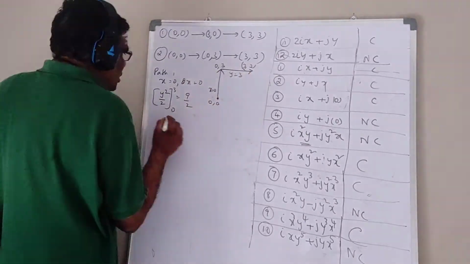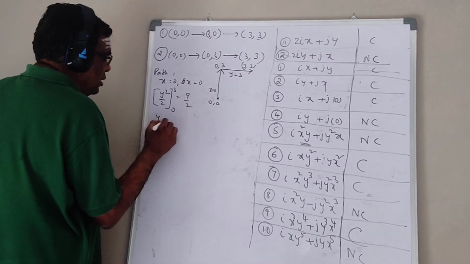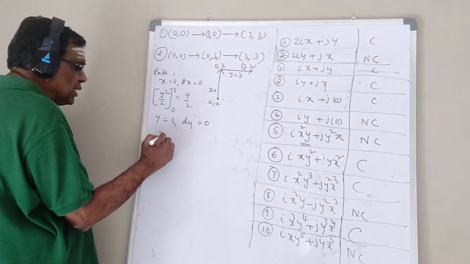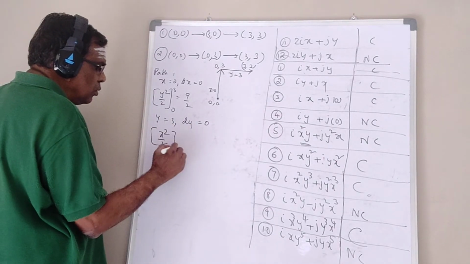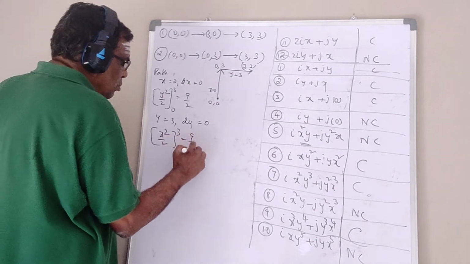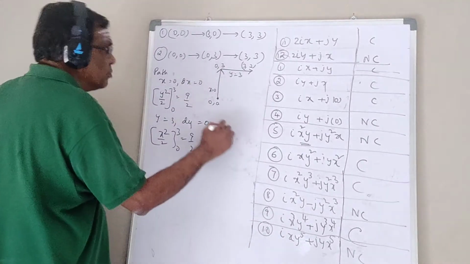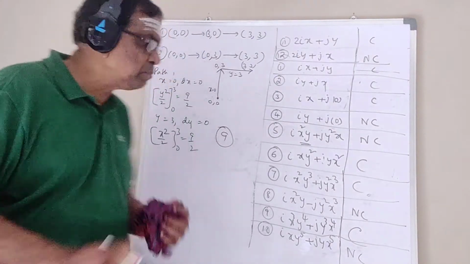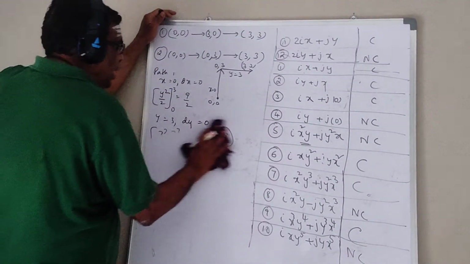And go along y is equal to 3. y is equal to 3, dy is 0. So integral x dx is x squared by 2, from 0 to 3, 9 by 2. 9 by 2 plus 9 by 2 is 9. On the second path also you are getting the same answer. Fine. Okay?